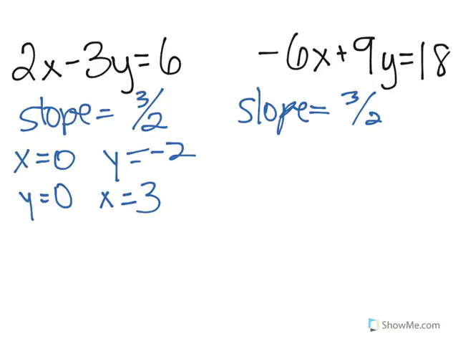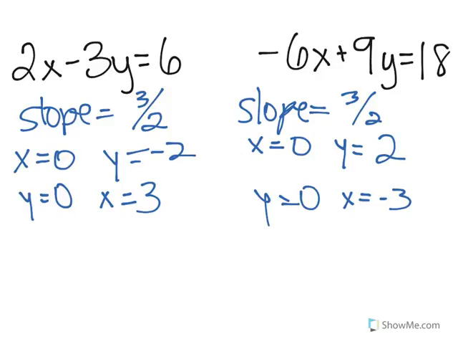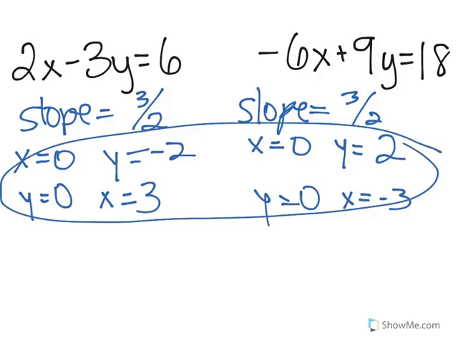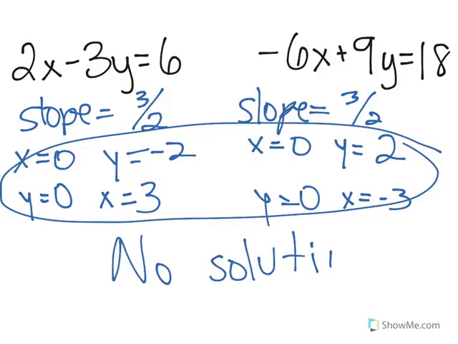Now we have two options: either no solution or infinitely many solutions. So let's look at the x and y intercepts to find out. When x is equal to 0, y is equal to 2. And when y is equal to 0, x is equal to -3. So we see that our x and y intercepts are different, which means that we have no solution. Let's just graph it to make sure.